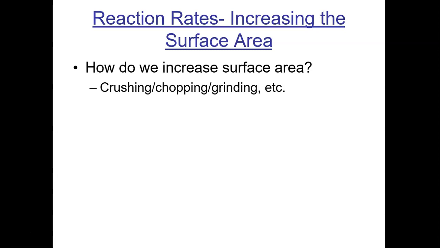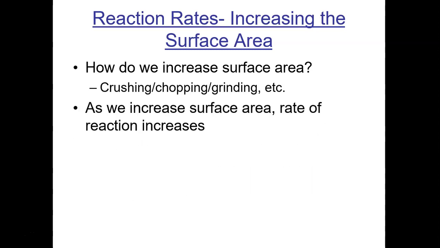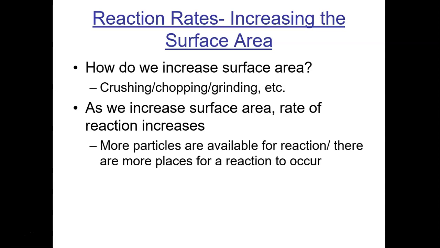You can think about this with cooking, right? If you have a large piece of something that you want to cook, it'll cook much more quickly if you chop it up rather than trying to cook it as one big piece. So as we increase the surface area, the rate of reaction increases, okay? And the reason for this is that we have more particles available for reaction. All that surface area that was previously sort of hidden inside the larger piece of material is now available. So there are just more places for a reaction to occur.